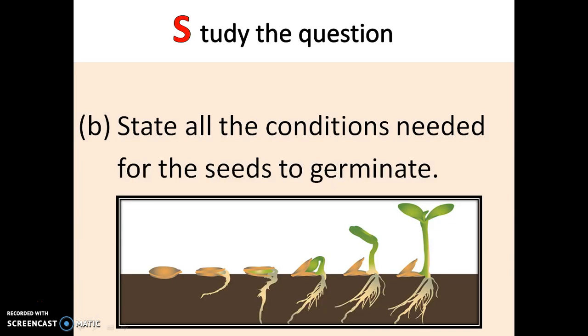Okay, let's study part B. State all the conditions needed for the seeds to germinate. You might be thinking, what's the meaning of germinate? As you can see, the picture below the question is the cycle of the seed. Germinate means to grow from a seed to a young plant and to an adult plant, so on and so forth.